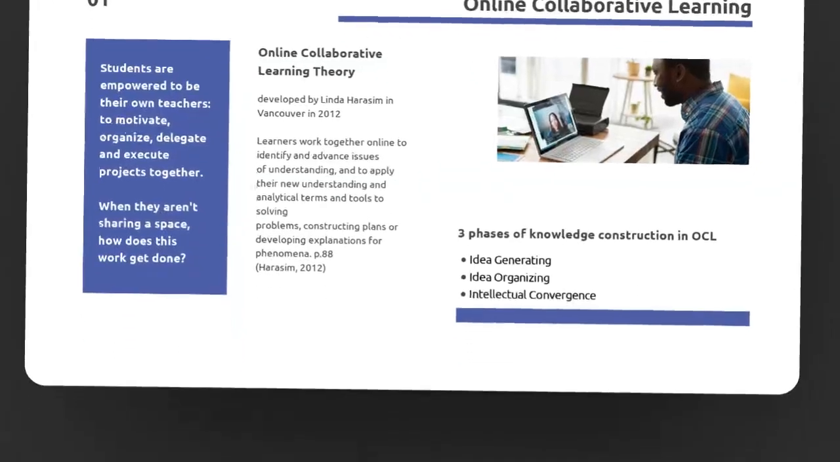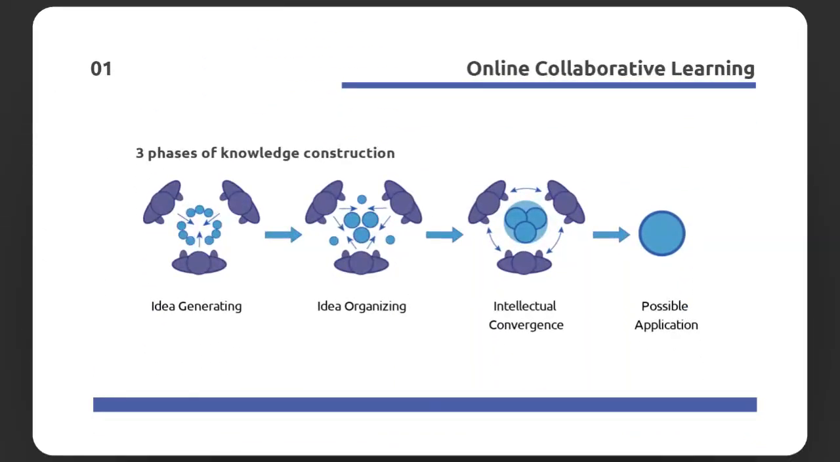Let's take a closer look. In the idea generating phase, a team or a group brainstorms different opinions and ideas, collecting them together. In the idea organizing phase, comparison and categorization happens through discussion and sometimes argument, and editing out of weaker concepts happens. The third phase is intellectual convergence, where decisions are made on what the group will move forward with and produce work on together. This cycle can repeat until possible applications reach group consensus.